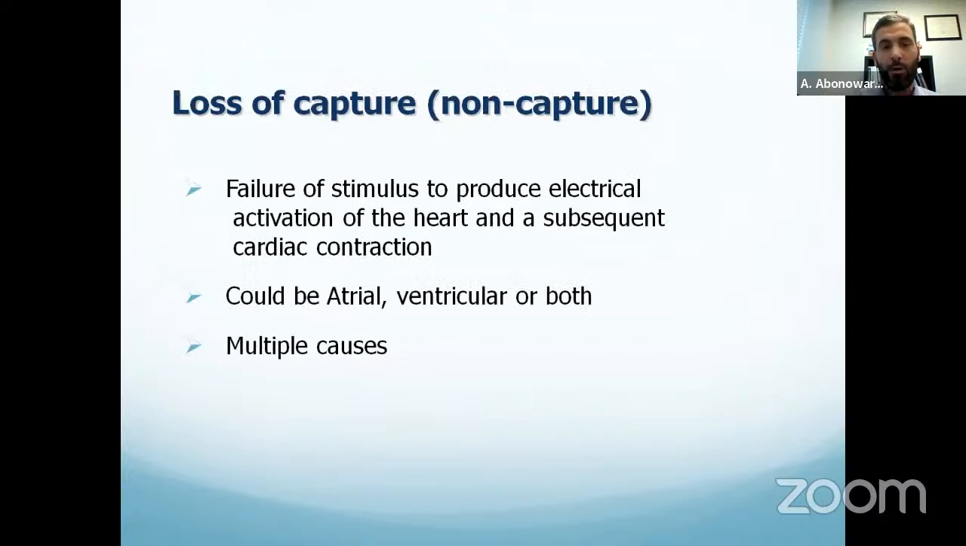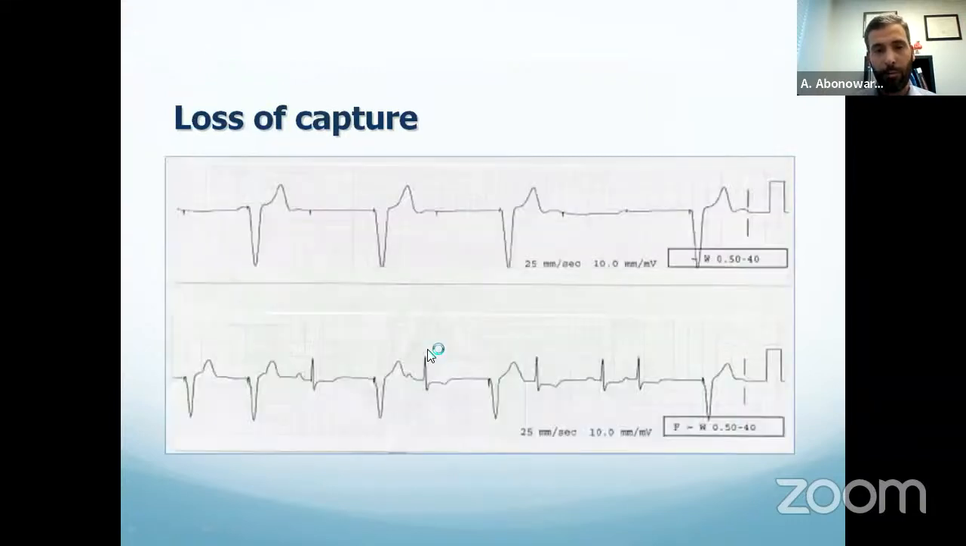Loss of capture, we all know, is when there's a failure of the stimulus or the spike to produce electrical activity in the heart. That means the pacing spike is not followed by the expected response. It can be from the atrium, the ventricle, or both. And here, you have intermittent loss of capture. So there's a clear spike that's not where it's supposed to be. Here, I'm just showing you the other rhythm under here.